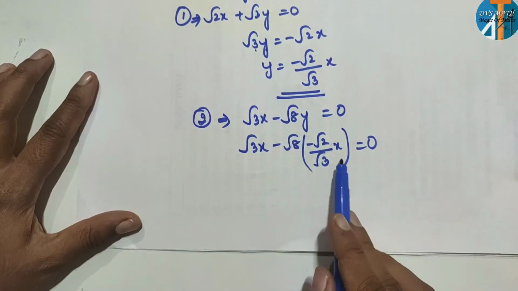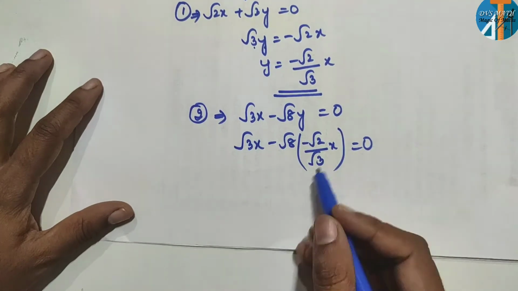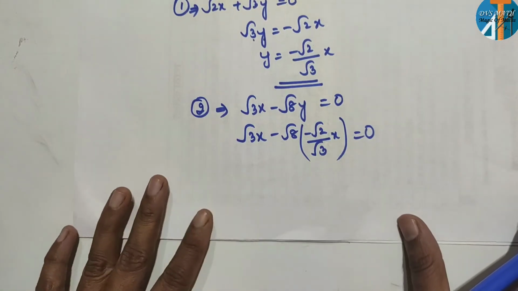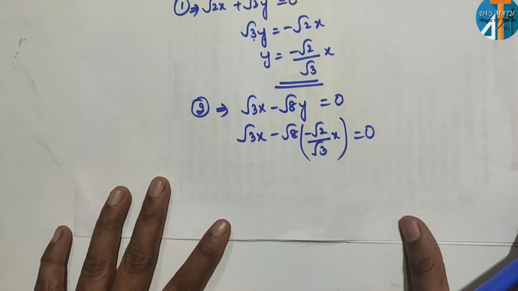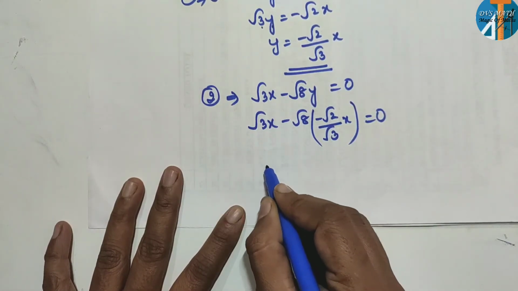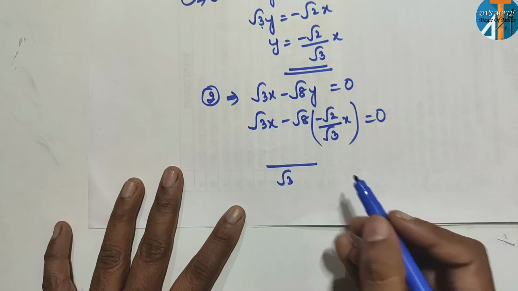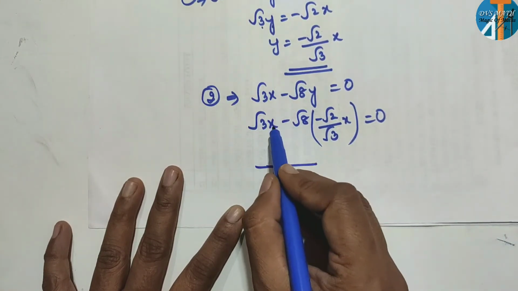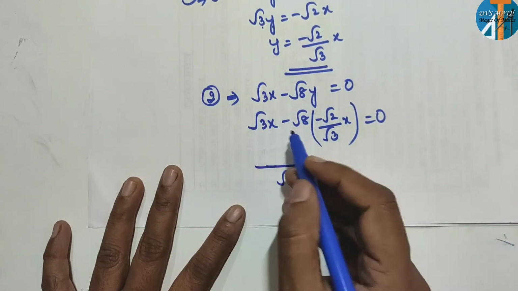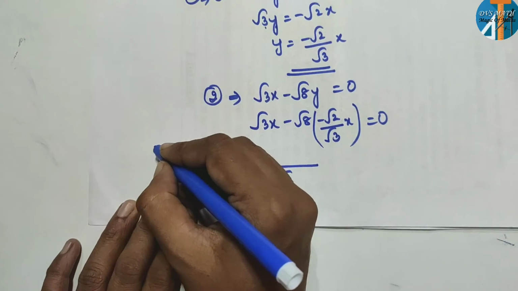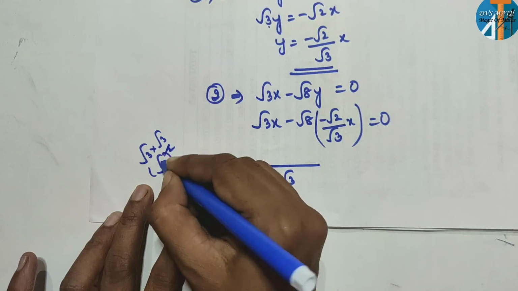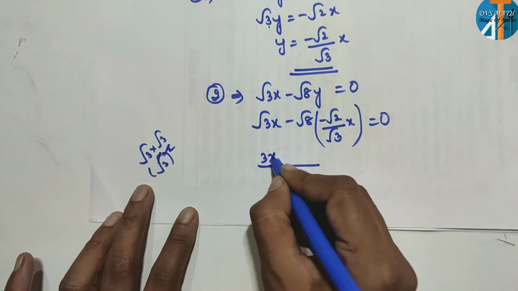So root 8 will be as it is, just in the place of y we are substituting. Now what happens here? We have to take the LCM. If you take LCM, root 3 will be the LCM. So here, root 3 into root 3, which is root 3 whole square. You all know that root 3 into root 3 is root 3 whole square. So the square root cancels and it becomes 3x, right?